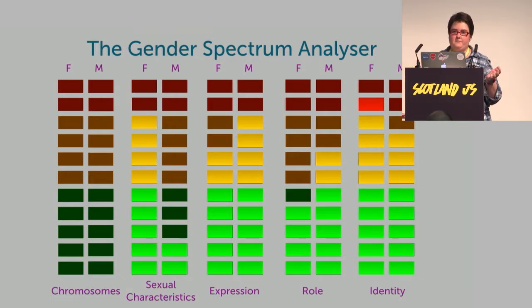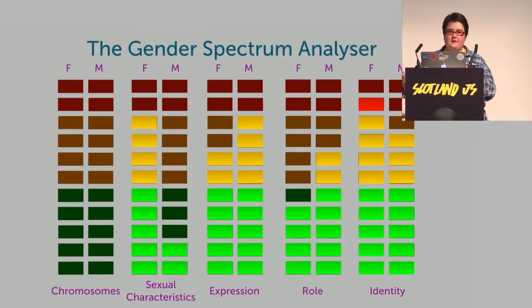Okay, so if we take chromosomes, for example, we all know that girls have XX chromosomes and boys have XY chromosomes, right? But that's not true. There are lots of genetic variations. There's things like Klinefelter, which is XXY, and that's 1 in 1,000 male births. But you know, genetics is hard, we can't see genetics.